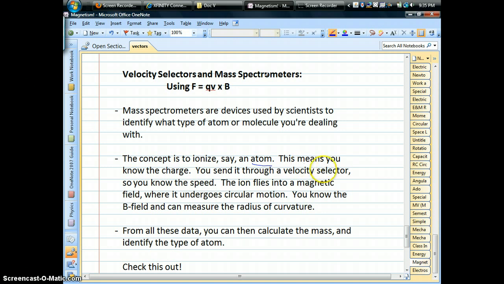You send it through a device, which I'm going to outline in a second, called a velocity selector. Basically, it's a combination of electric fields and magnetic fields which allows you to figure out very precisely what the speed of this ion is. That ion then flies, after the velocity selector, into a region where you have only a magnetic field, and when a charged particle flies in a magnetic field and feels this cross product force, you get circular motion, which we'll discuss in a second.